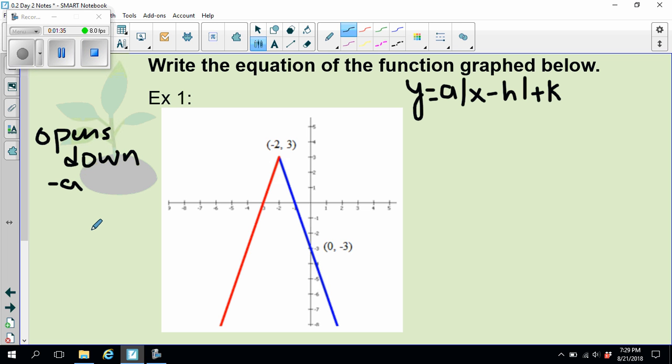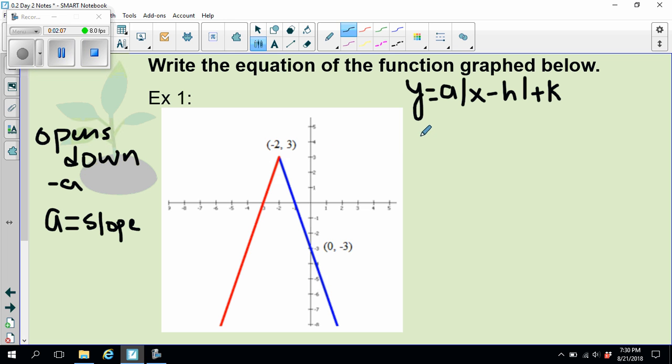So now what we're going to do is find that a value. Well, the a value is basically our slope. Now, if you had a grid where there was lines, all you would have to do to figure out slope is count. So that's usually easier. But here, we're not really able to do that. So what we have to do is use the slope formula to find that.